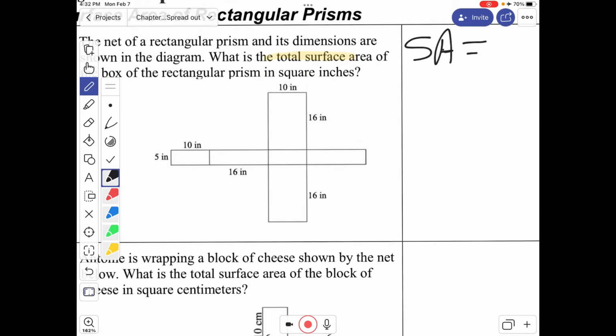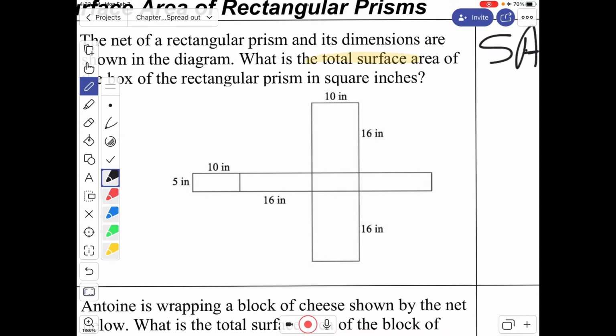I left you some extra room on this side for working, but if you write small, you can go ahead and write in the little boxes. I notice all the shapes are rectangles, so I start with the formula for area of a rectangle, which is base times height, which means for each one of these I'm multiplying the base times the height. So this first one would be 5 times 10, which is the same as this one over here, 5 times 10.